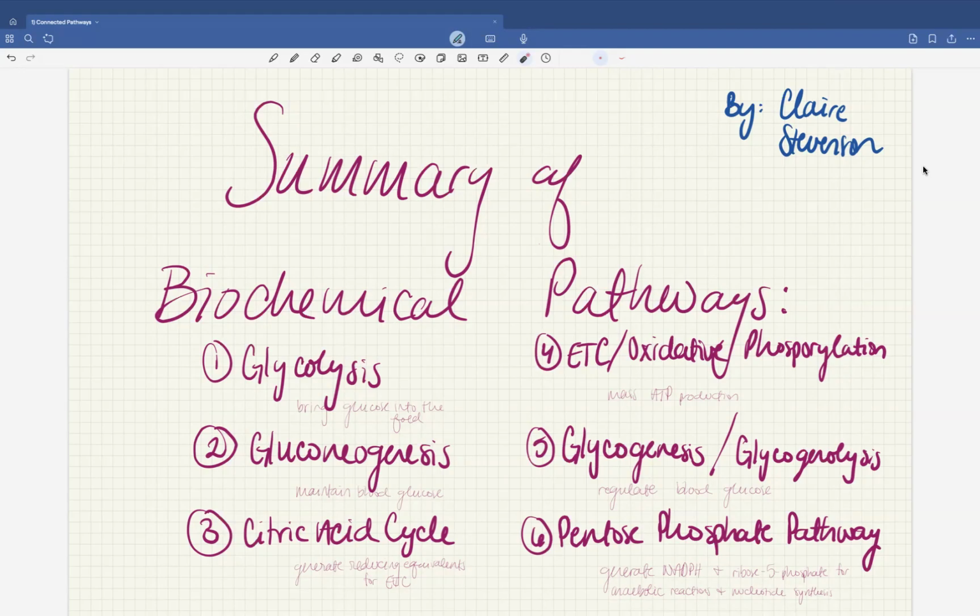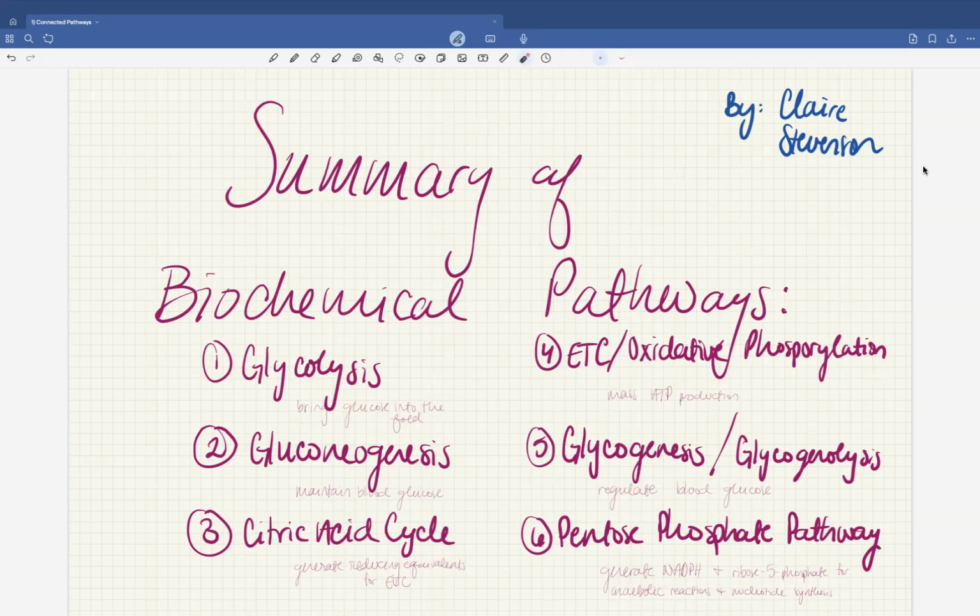My name is Claire Stevenson, and today I will be summarizing the biochemical pathways that we have learned thus far in our nutritional biochemistry class of Dr. Calloway's Fall 2024 version. So the pathways that we have learned so far are glycolysis, which is important for bringing glucose into the cell and allowing it to be rapidly metabolized into energy, either into pyruvate or lactate, depending on the presence of oxygen. Gluconeogenesis, which is important for maintaining blood glucose and creating glucose from non-carbohydrate sources.